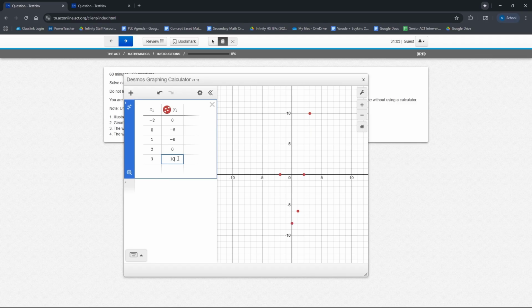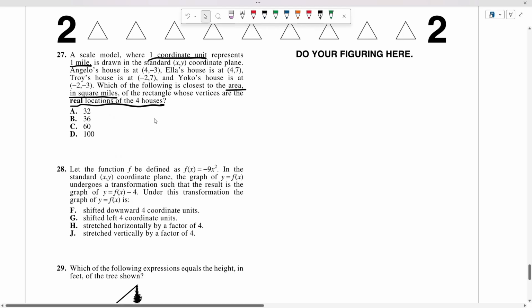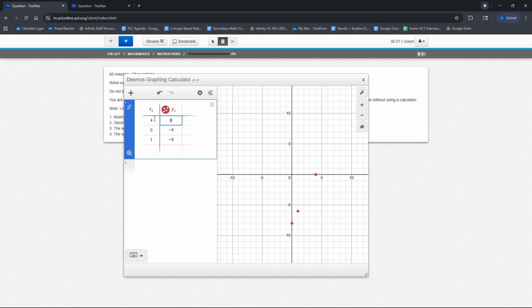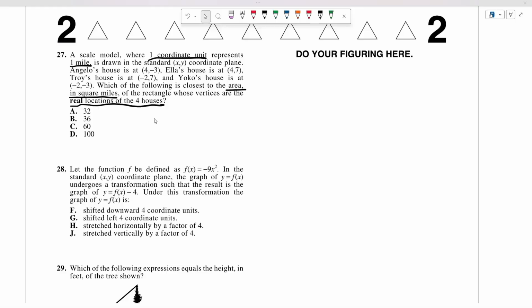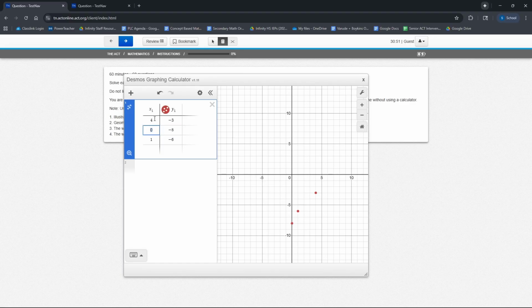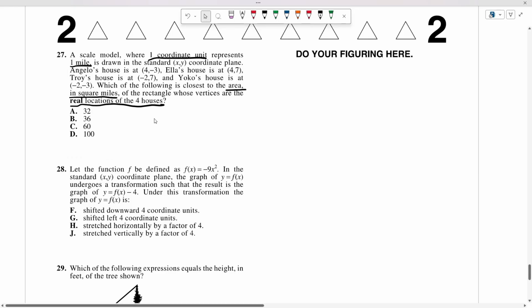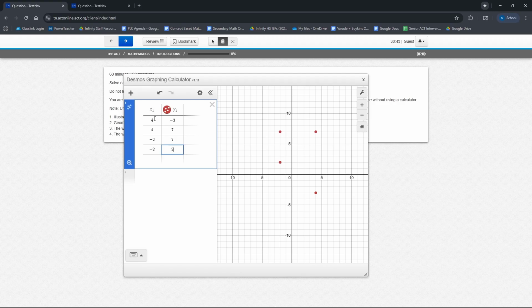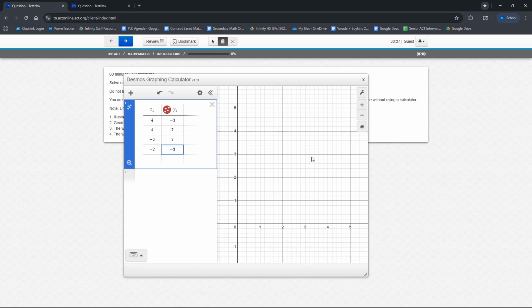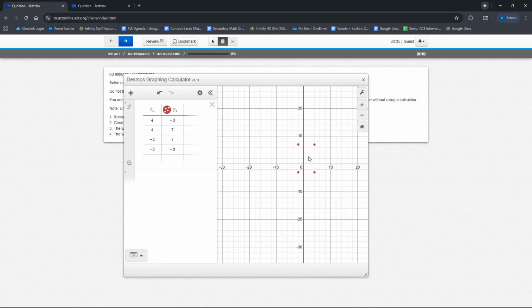So here I'm going to delete these. I have a point at 4, -3, so I'm going to do 4, -3. I have a point at 4, 7, so I have 4, 7. The point at -2, 7, and then I have a point at -2, -3. So here you can see I have a rectangle, and I want to see what the area of that rectangle is going to be.